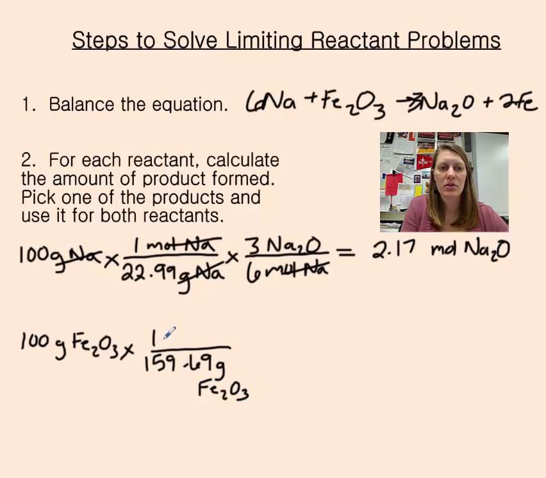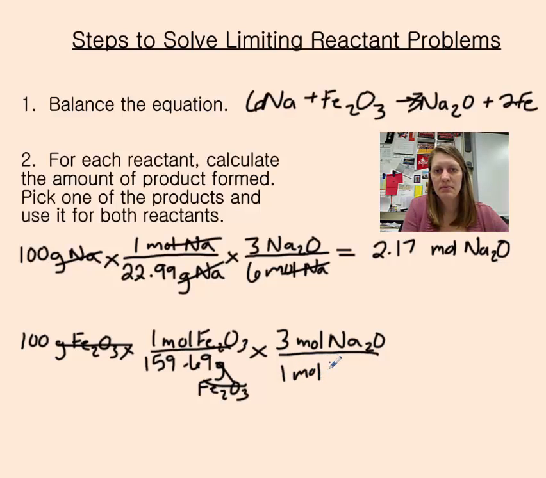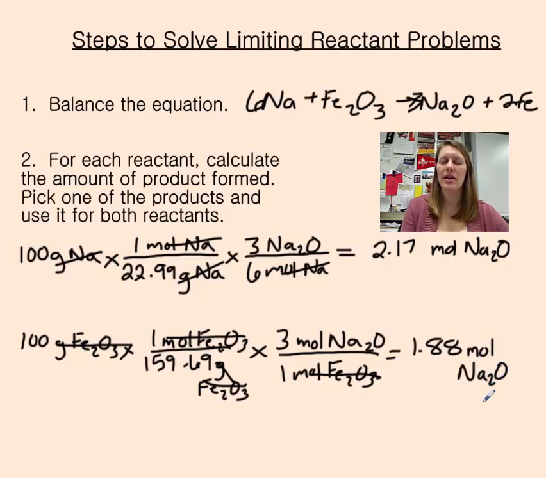So I can cross out all my units. It's important to keep those labels there so I know what product and what reactant I'm working with. And then lastly, we'll get our mole ratio, and I'm going to go to the same product. Okay, so these units are crossed out as well. And then the final product here is going to be 1.88 moles of our Na2O, our sodium oxide.